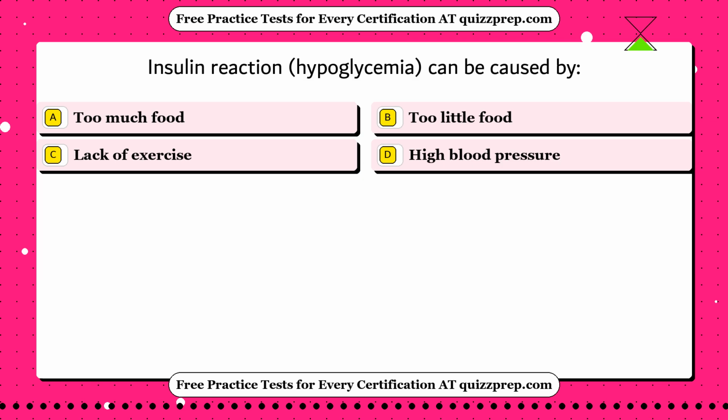Question 17. Insulin reaction, hypoglycemia, can be caused by option A, too much food. Option B, too little food. Option C, lack of exercise. Option D, high blood pressure.